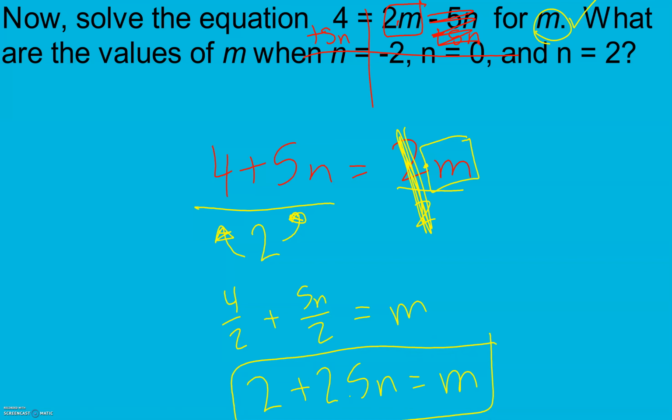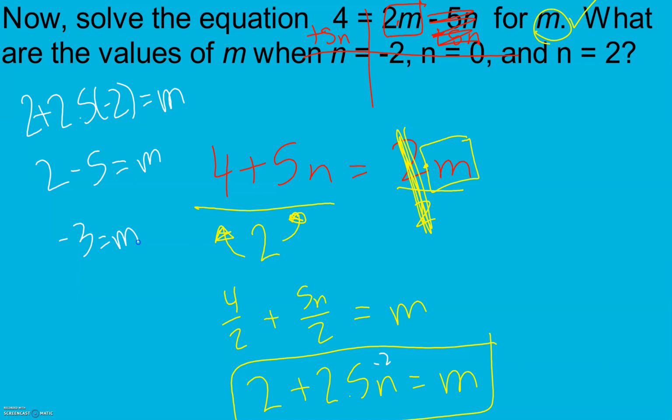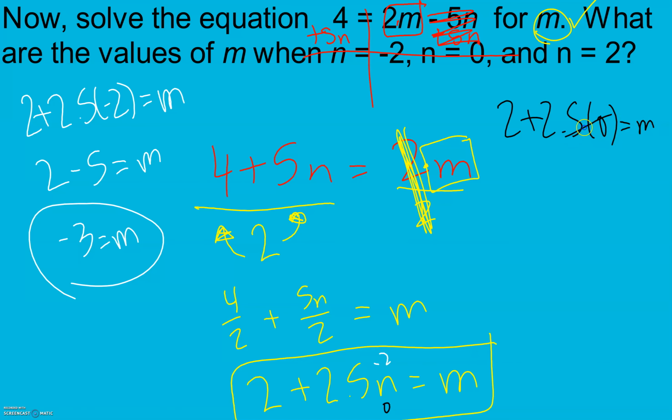Now, what are the values of m when n is negative 2, 0, and 2? Well, for negative 2, I plug in negative 2, and simplify. M is negative 3. For 0, I plug in 0 for n. 2.5 times 0 is 0. So 2 equals m.